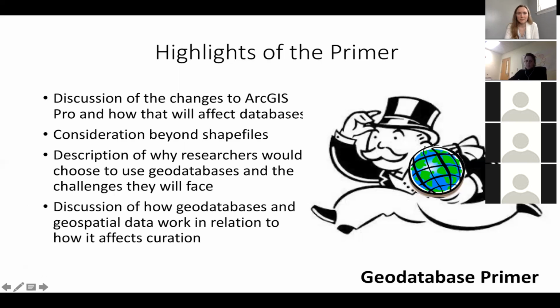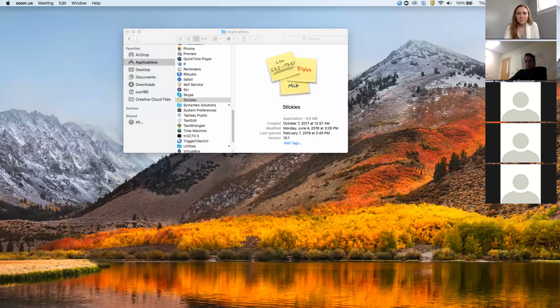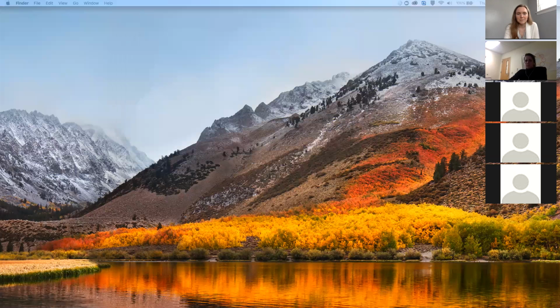And then the last thing is the discussions of how the geodatabases work. So what's going on, how are they structuring the files, what do they actually look like to the researcher, and how can you tease out that code. So that's our primer, and we hope that you all enjoy it and that you can give us good constructive feedback on it.